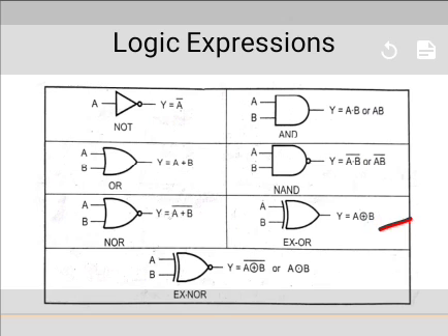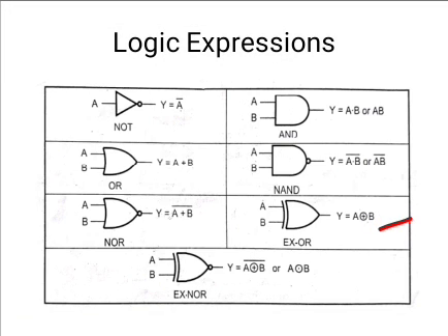Next is the XOR, that means the exclusive OR gate. If A and B are the inputs, and the output is Y, then the Boolean expression for the XOR function is Y equals A XOR B. The equation I had explained in the last session. The Boolean expression for this XOR gate is Y equals A B complement plus A complement into B.